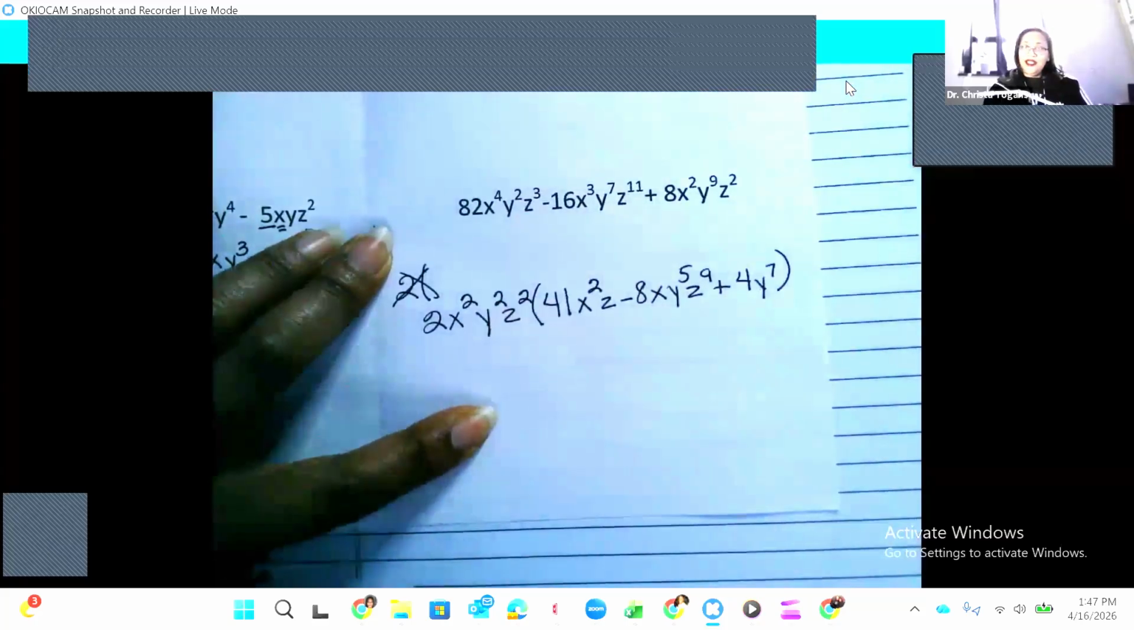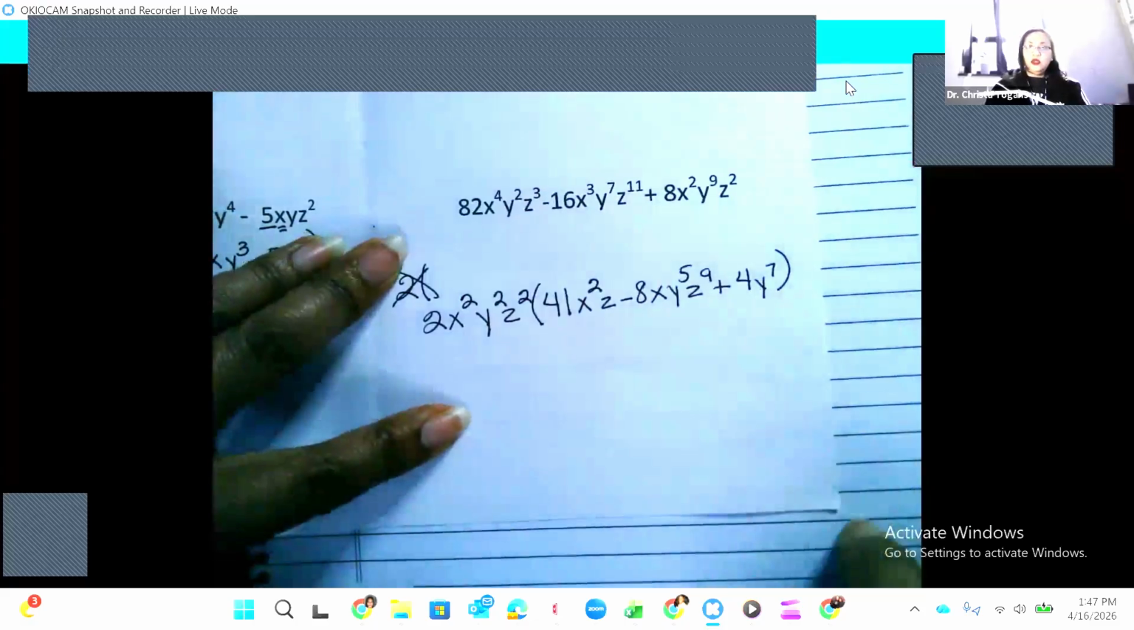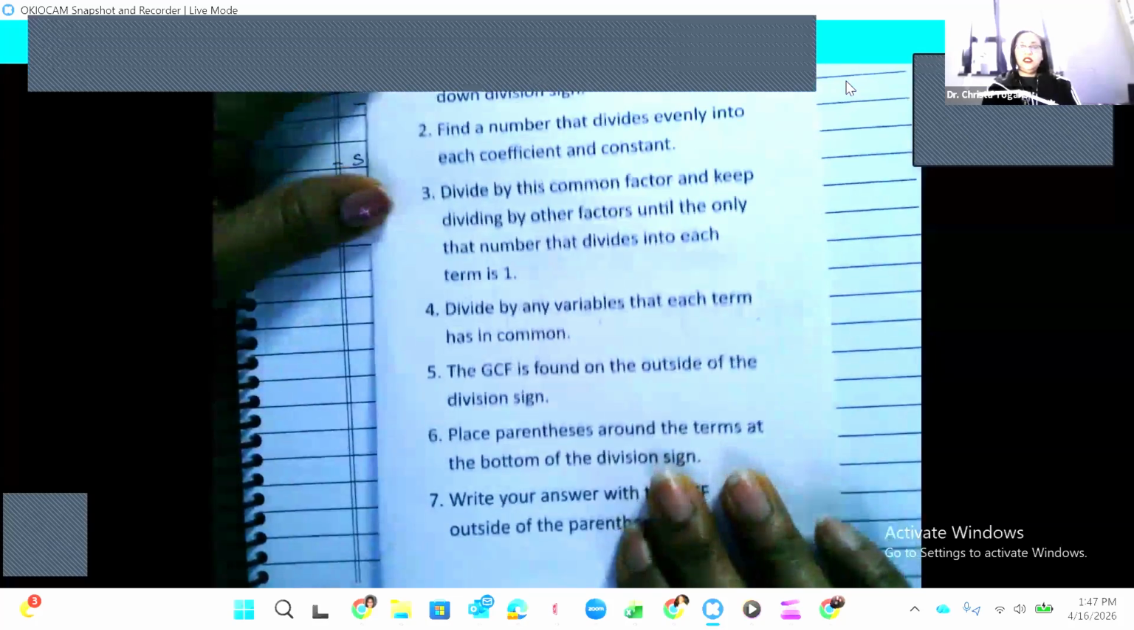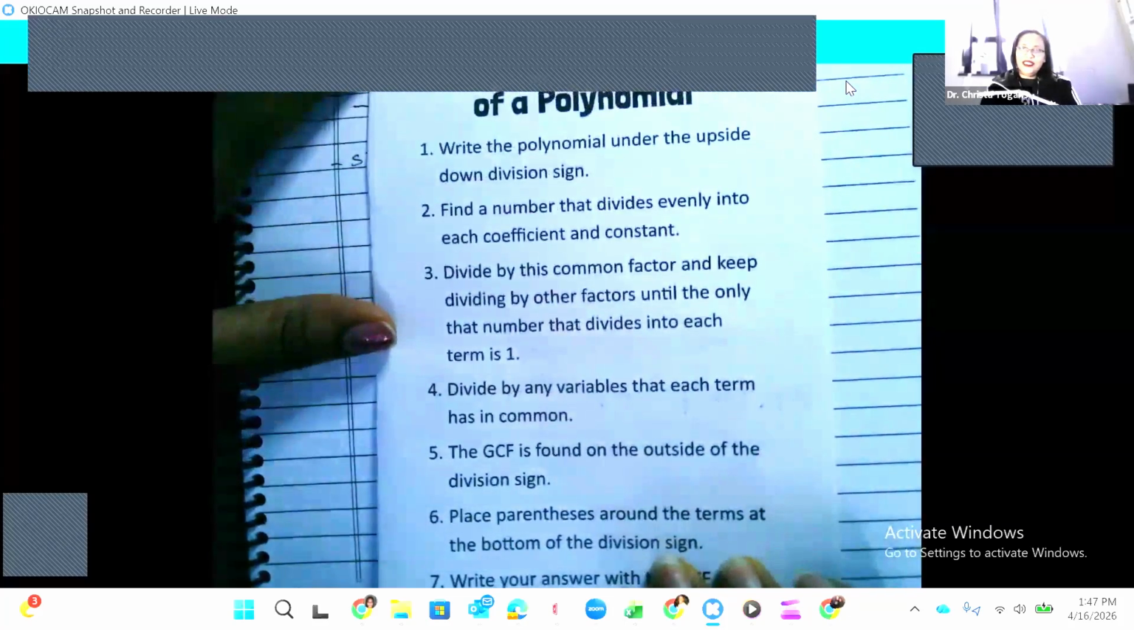And that is it. Don't forget that you need to label your pages with page numbers and then place this into your notebook.